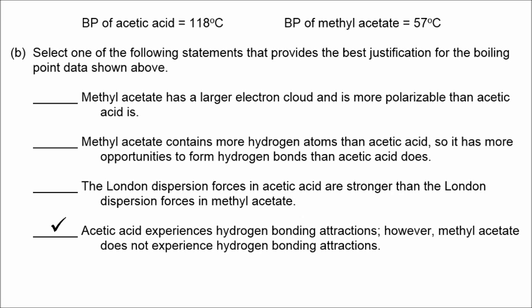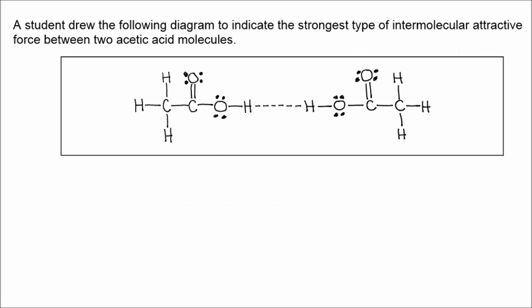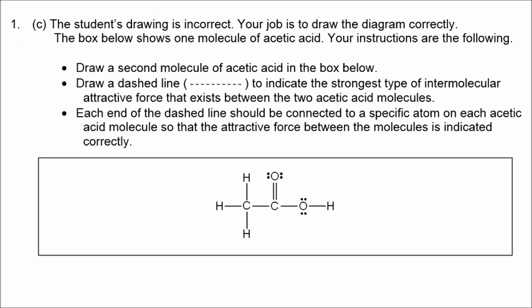All right, moving on to part C. A student drew the following diagram to indicate the attractive forces between acetic acid molecules, and this diagram is incorrect. So we have to show that a hydrogen on one molecule is coordinated to an oxygen on a second molecule. So you might do it like this. So an oxygen on the one molecule is coordinated to a hydrogen on the other.